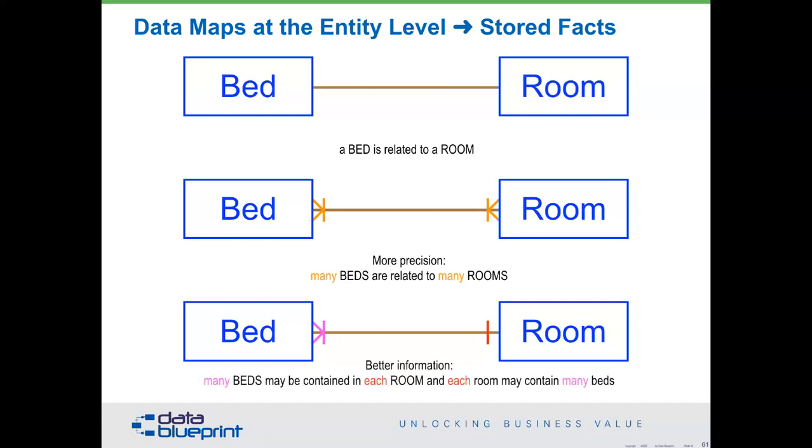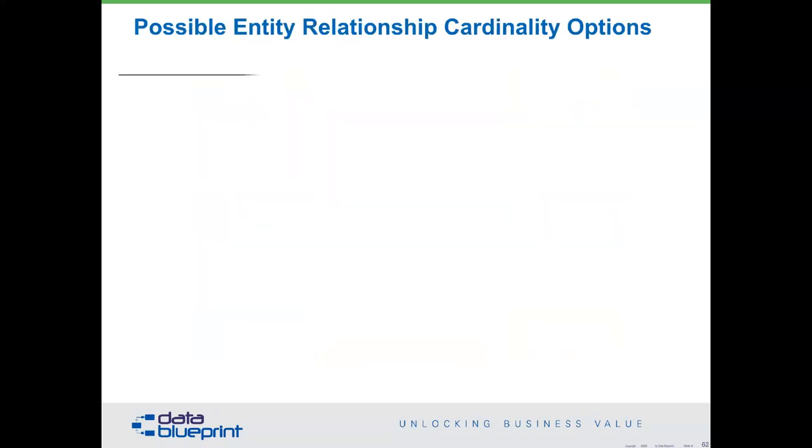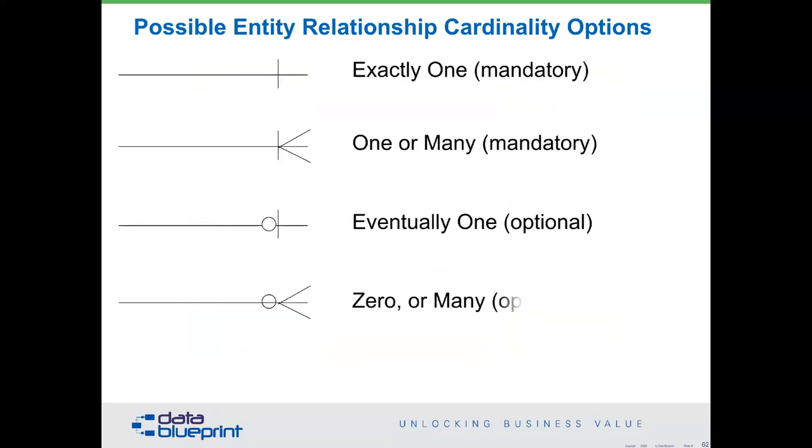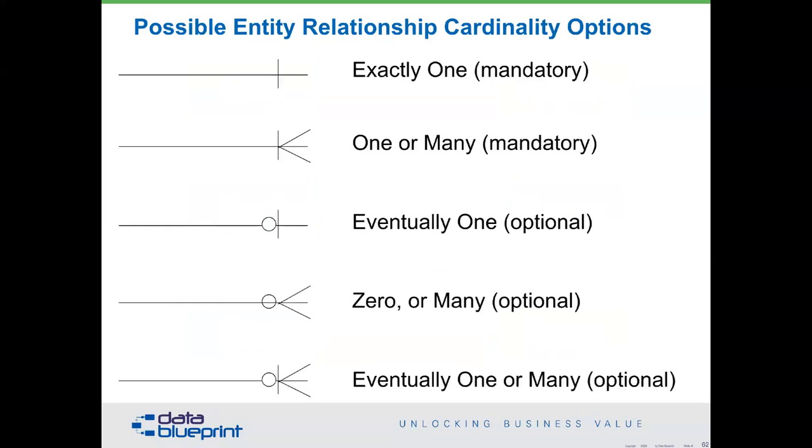In this case, many beds can be contained in each room, and each room can contain many beds, but you would typically have a bed only associated with a specific room. We would not be moving beds from room to room, given that we're responding to, let's just say coronavirus or something equally fun. So if beds can be moved, that could be a problem. And these relationship, cardinality, optionality pieces come in five specific flavors. Exactly one or many, eventually one, zero, one, or many, and eventually one or many.